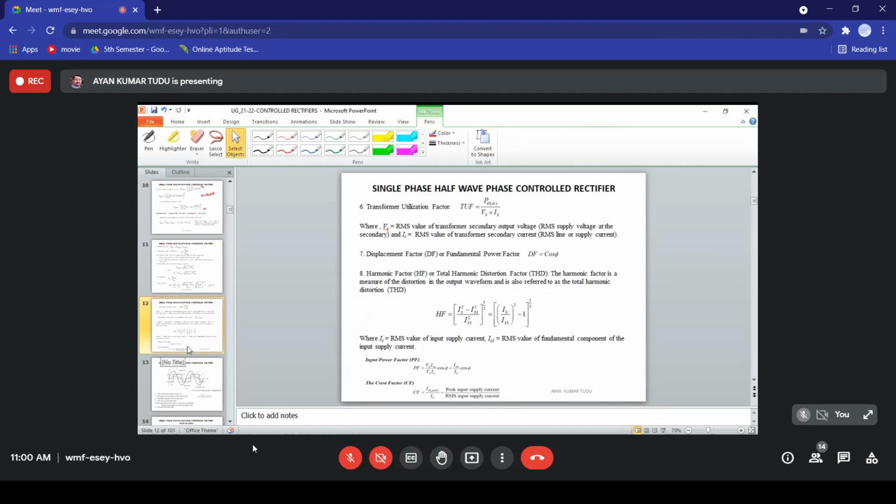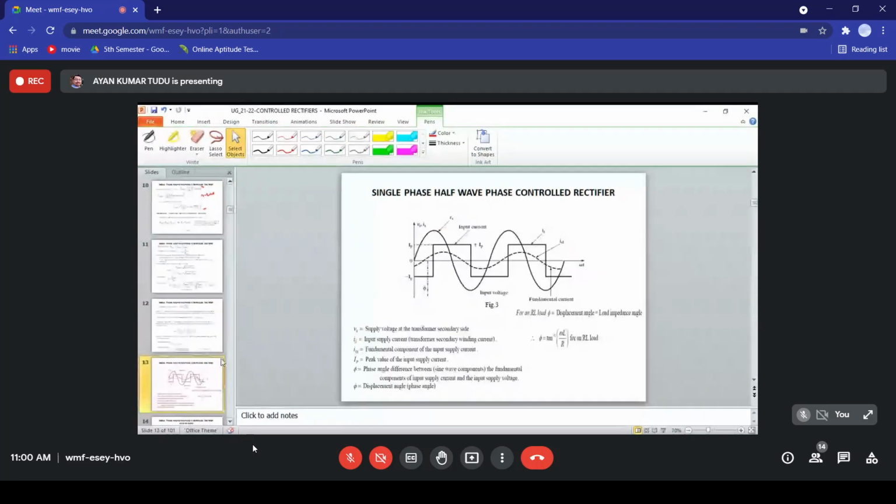Okay, so what is the input current actually for a single phase half wave controlled rectifier? Let us see this one. As you can see, this is the source voltage. So Vs is the supply voltage at the transformer secondary side, and Is is the input supply current, the transformer secondary winding current. See, this is the input current. Okay, so it is basically a square wave because there are many harmonics in the system. Okay, so Is1, as you can see here, the dotted one, is the fundamental component of the input supply current. Okay, and Is is the input supply current. Its fundamental component is this one. So the fundamental component along with all the harmonics will give us this type of square waveform.